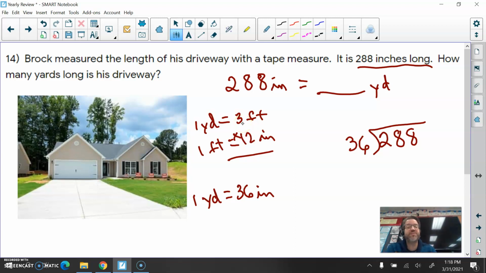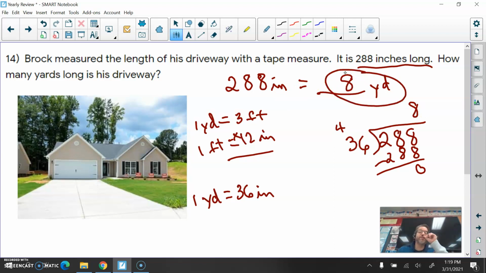All right, so how many times does 36 go into 288? It won't go into 2, it won't go into 28. It does go into 288, but I mean, how many times? It'll be 8 times. See, 8 times 6 is 48. See how that ends in an 8? Carry the 4 here. 8 times 3 is 24, plus 4 is 28. Yay! It matches. I get a remainder of 0. So 288 inches equals 8 yards. We have to divide by 36 to make this conversion because there are 36 inches in 1 yard.